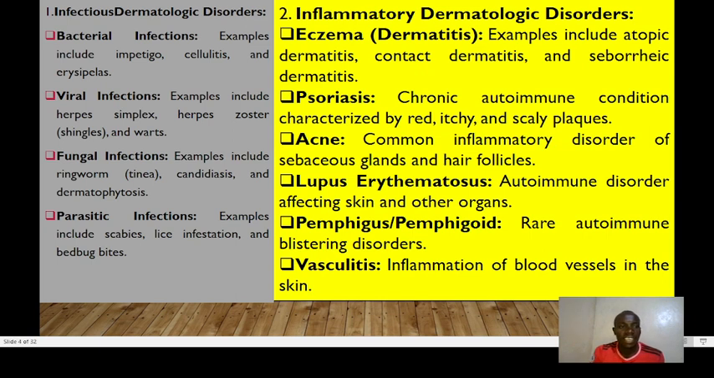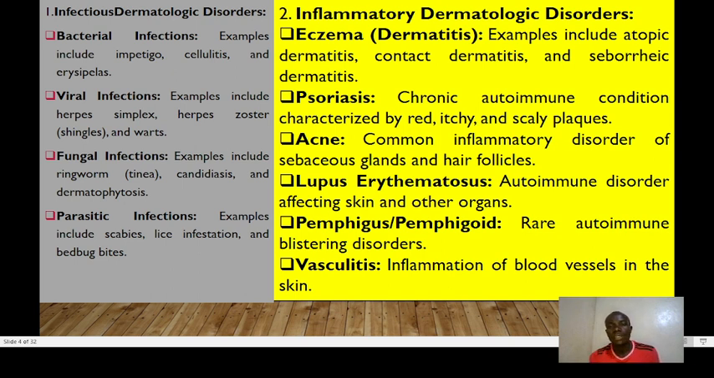All right. Infectious dermatologic disorders include the bacterial infections like impetigo, cellulitis, and erysipelas. Viral infections include herpes simplex, herpes zoster or shingles, and warts. Fungal infections will include ringworm, tinea, candidiasis, and dermatophytosis. Parasitic infections will include infestations like scabies, lice infestations, and bedbugs and mites.